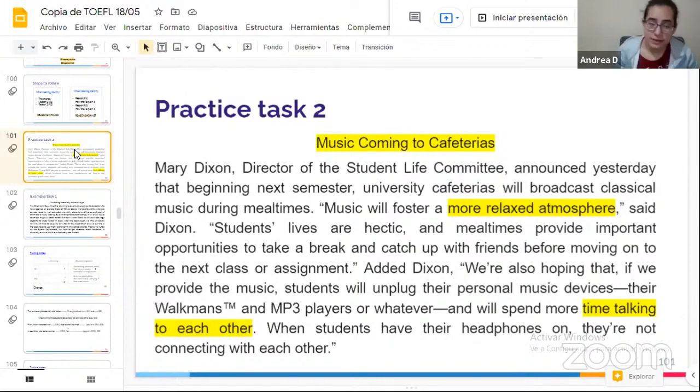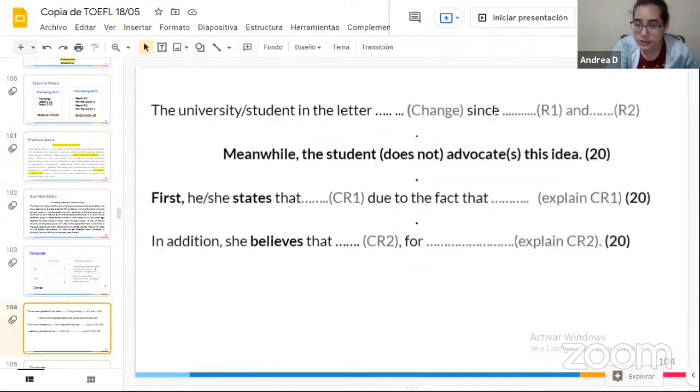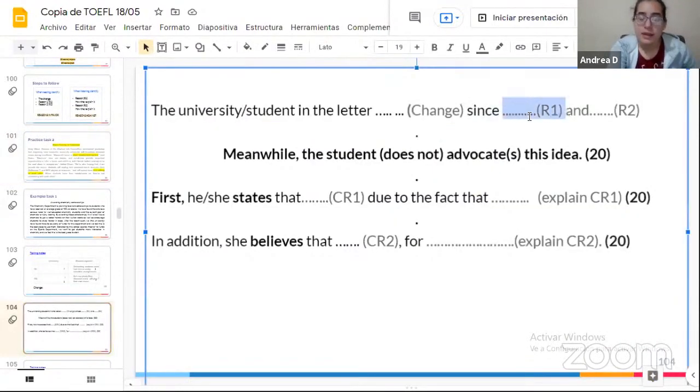Make sure that it's just one sentence. You don't need to add connectors or transitions here. That's another thing that I have seen. Like, the university wants to do that. First, because they think that blah, blah, blah. Second, because they also think this and that. Don't add any transitions in there. You can just say since, or due to the fact that, and that's it.